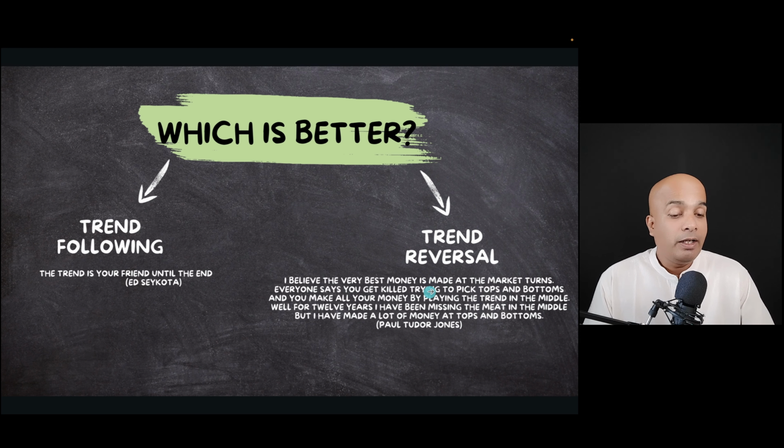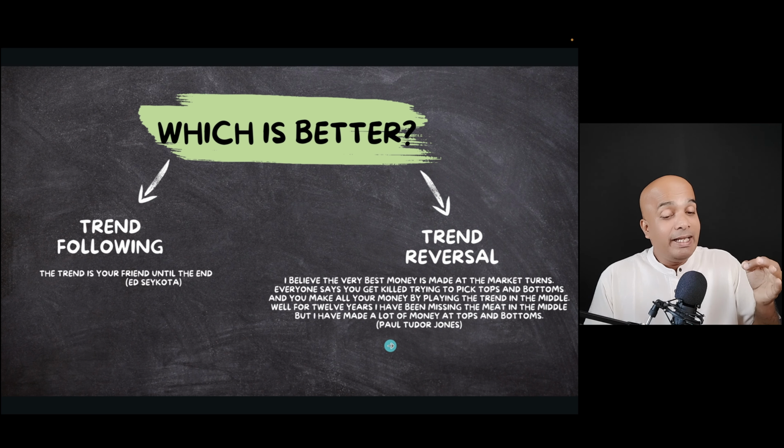You don't find many popular trend reversal traders in the market, but Paul Tudor Jones is one of them. He says, I believe the very best money is made at the market turns. Everyone says you get killed trying to pick the tops and bottoms, and you make all your money by playing the trend in the middle.